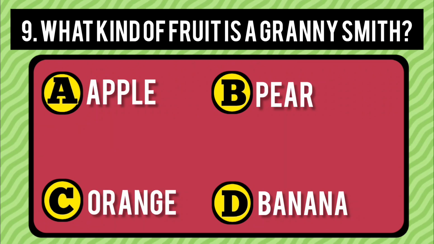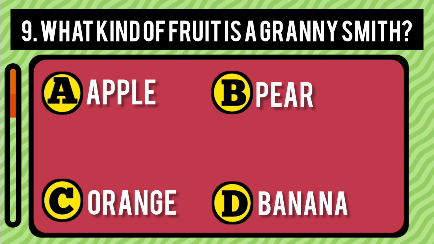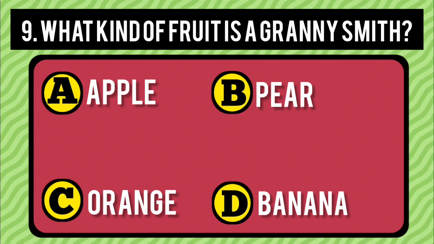What kind of fruit is a Granny Smith? A. Apple. B. Pear. C. Orange. D. Banana. The right answer, apple.